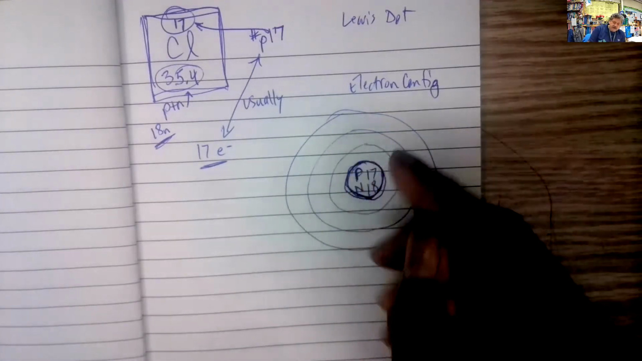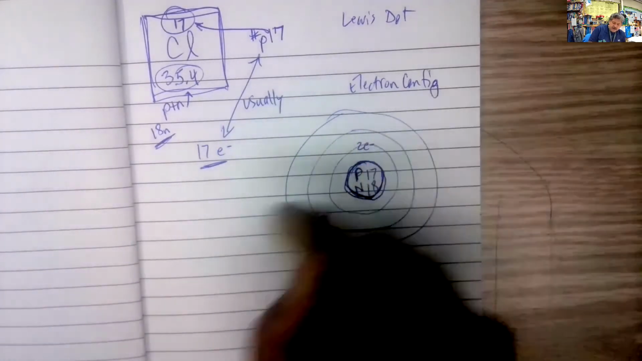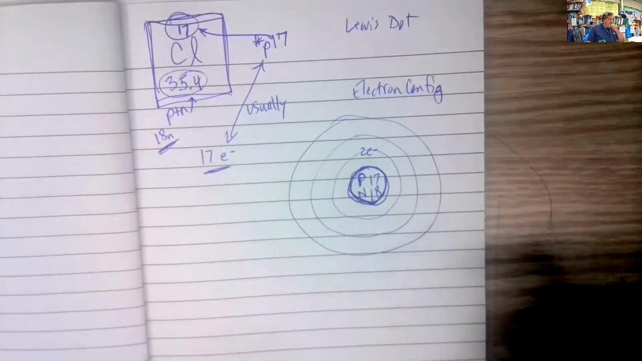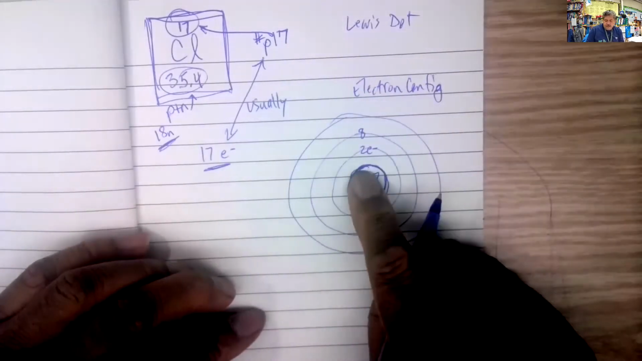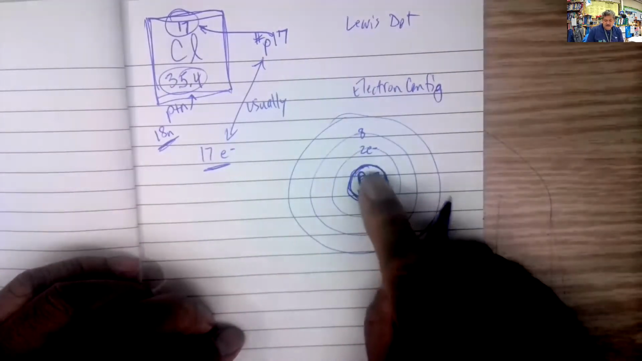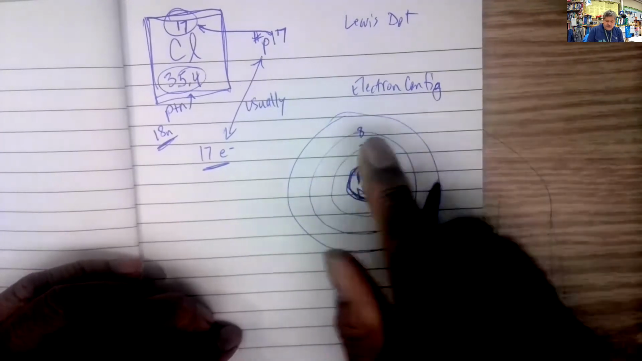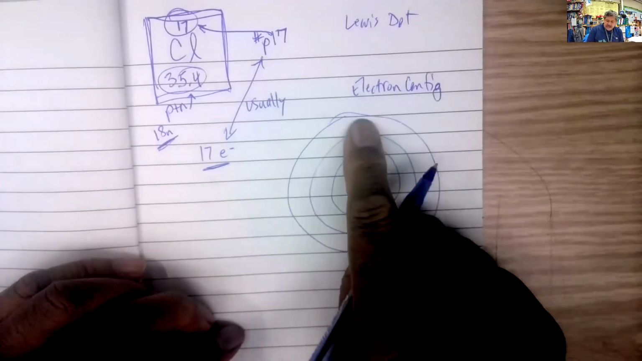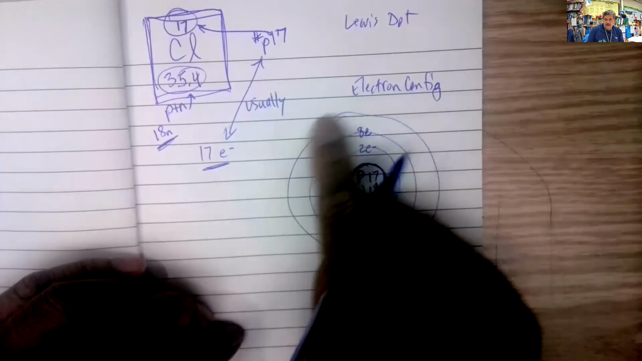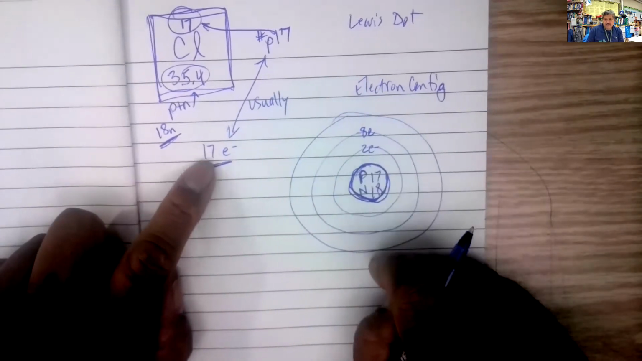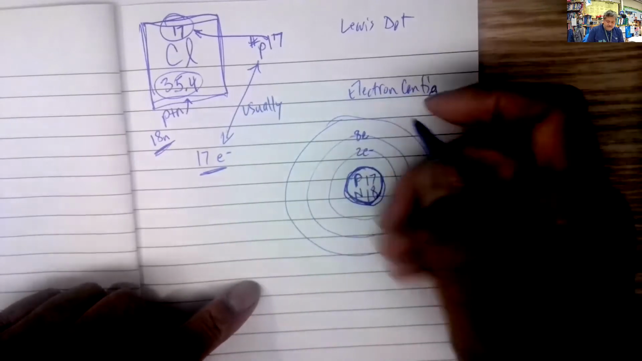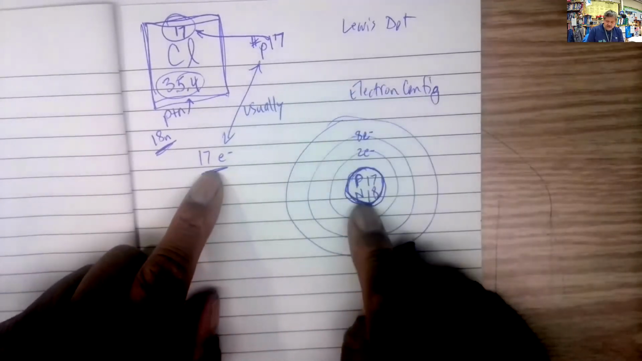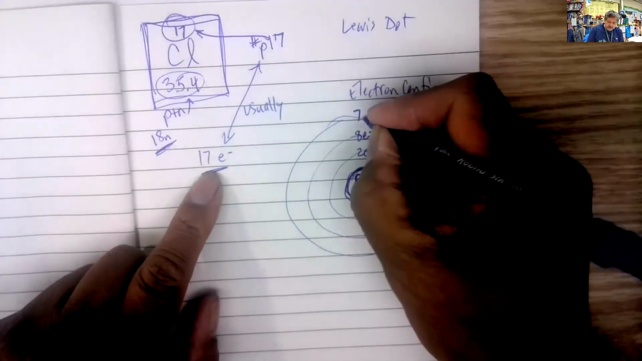The first shell can only hold 2 electrons. We have 17 total. The second and third shells can hold up to 8, but you fill them from the inside out. So 2, then I have 8 electrons there. I can have up to 8 in the third shell, but I only have 17 total. 2 plus 8 is 10, so I have 7 left. We'll put those 7 electrons right there.